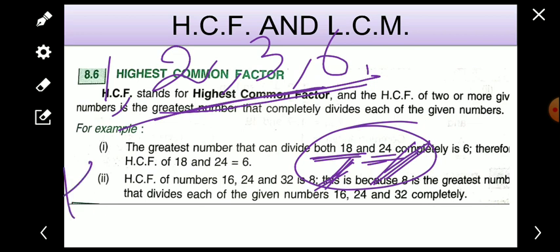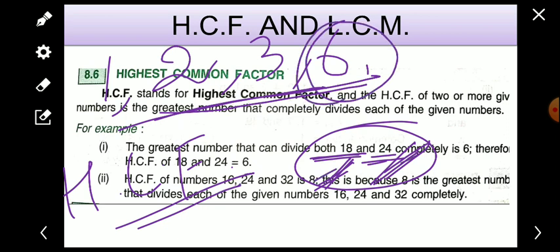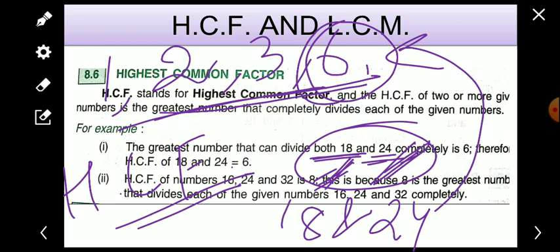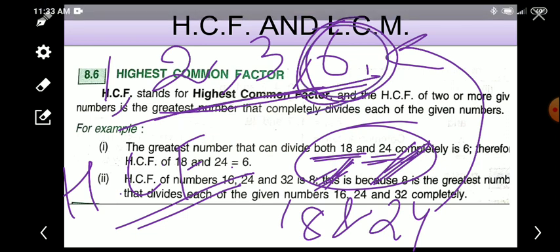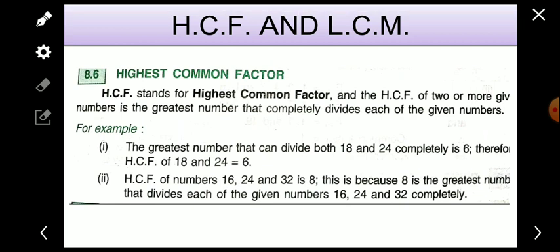So what is the HCF? Actually HCF is the greatest number which can divide both the numbers, and here the greatest number which can divide is 6. It means the HCF of 18 and 24 is 6. Highest common factor 6 is there. So I hope that you understood. HCF is the greatest number which can divide two or more than two given numbers.